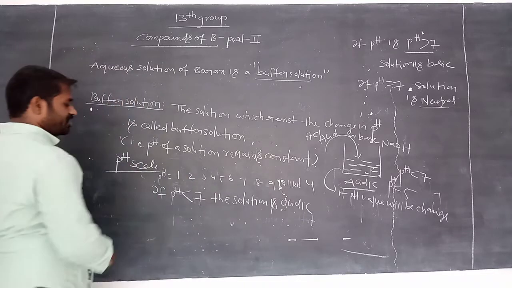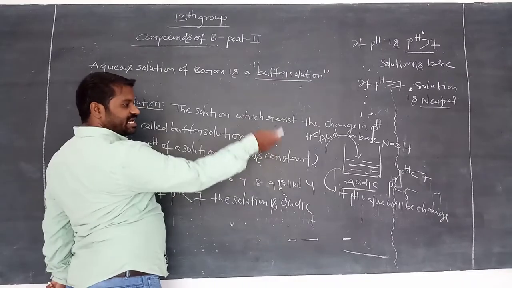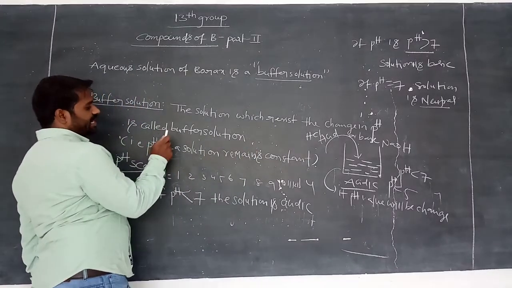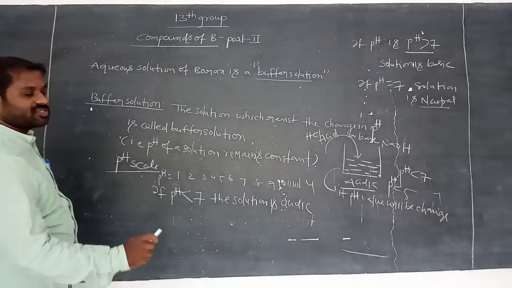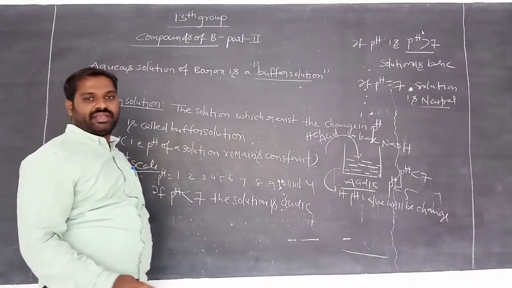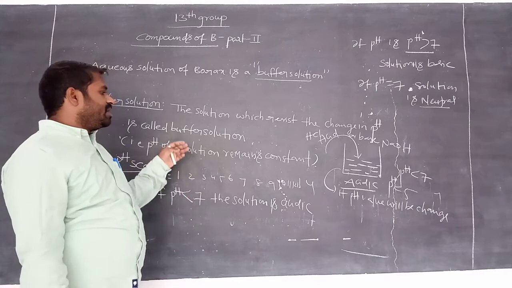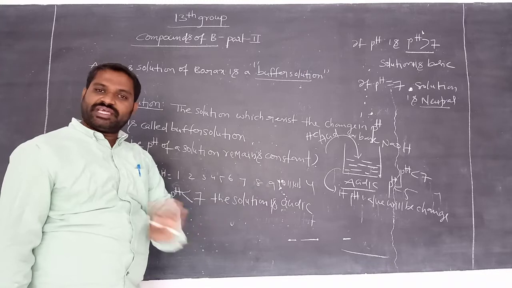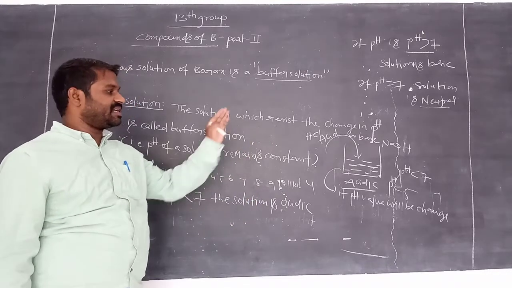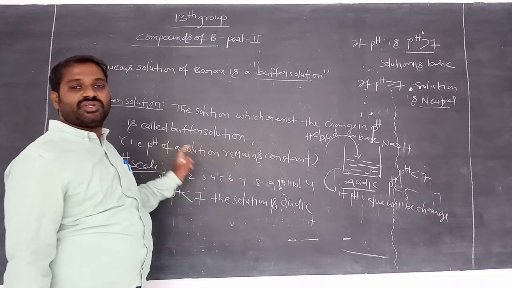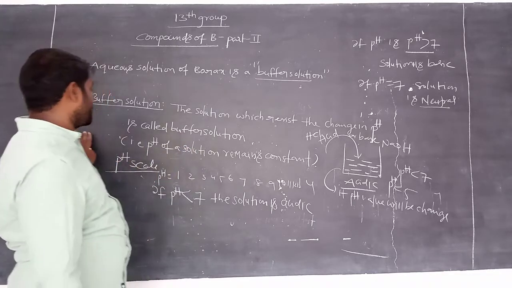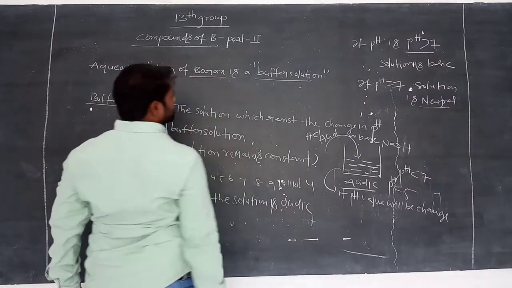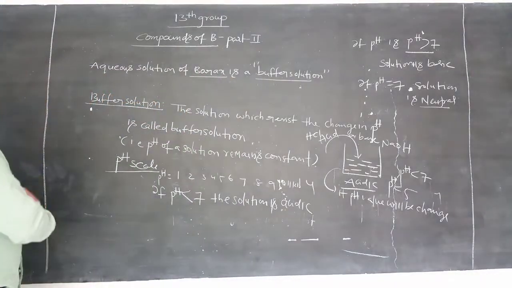Now what does buffer solution mean? Even though we add HCl or base, its pH value doesn't change. Such kinds of solutions are called buffer solutions. Suppose a buffer solution has a pH value of 6.9. Even if you add HCl or base, it is 6.9 only. There is no change in its pH value. Remember this. So an aqueous solution of borax is a buffer solution.